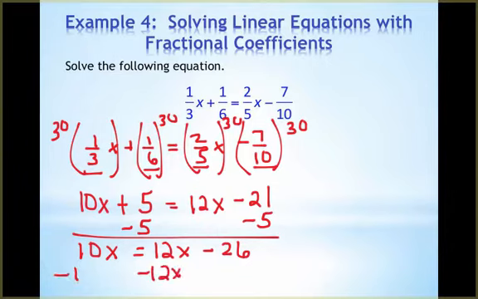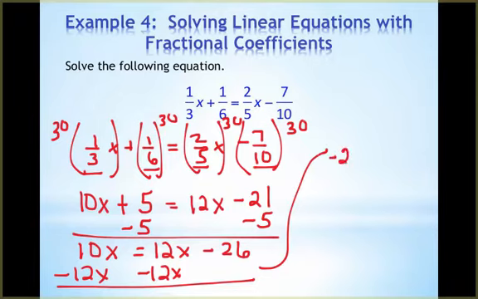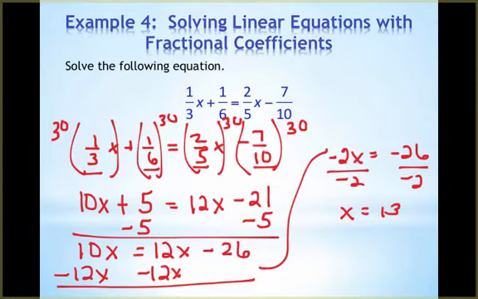Subtract the 12x and we'll get negative 2x equals negative 26, and divide by negative 2, and x is 13, which is what we got when we worked the problem out the other way. But notice that in this case we eliminated the fractions, which is nice if you don't have a calculator handy or you're just not good at working with fractions.